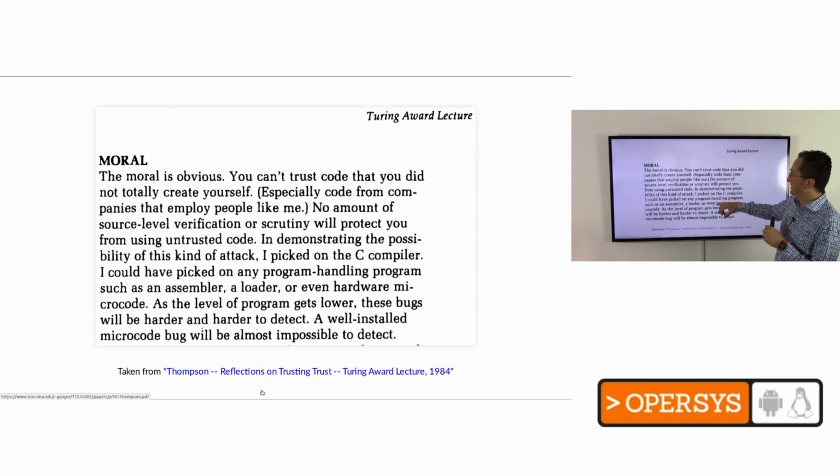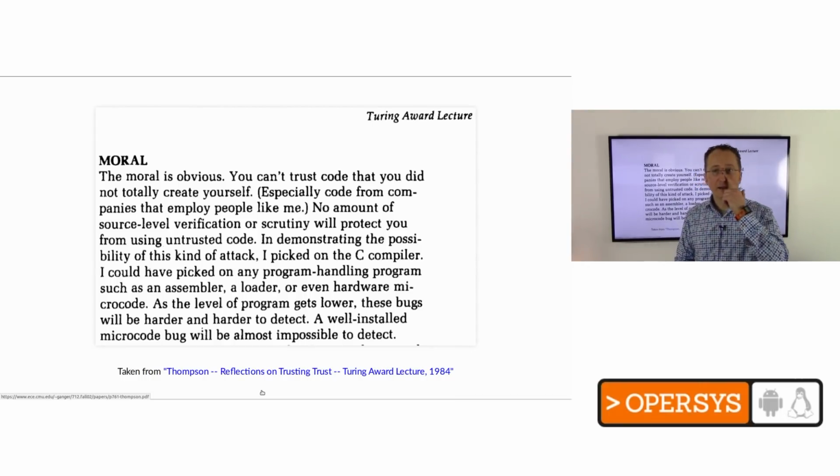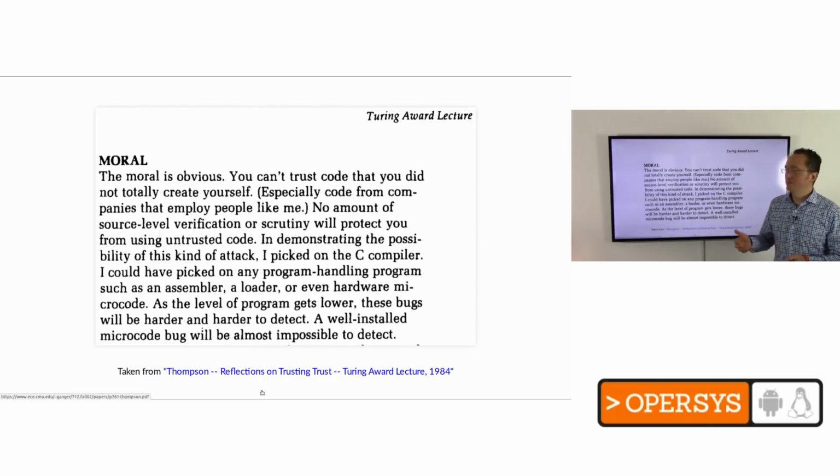"I picked the C compiler. I could have picked any program handling programs such as assembler, loader, or even hardware microcode. As the level of program gets lower, these bugs will be harder and harder to detect. A well-installed microcode bug will be almost impossible to detect." Which we actually see these days with all these issues that some processors are facing, with Spectre, Meltdown, and the more recent ones that were exposed this week. If it is a hardware issue, there's practically nothing in the software that will allow you to see what is going on. So that's a problem, right?